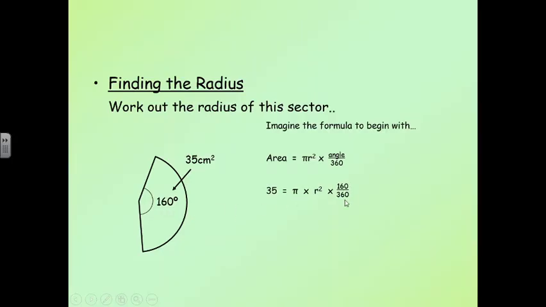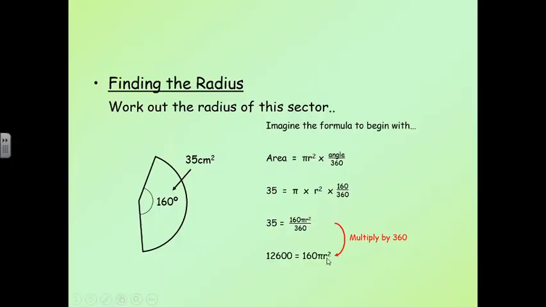I'll do the same thing like I did in the last example. I'm going to multiply everything together. So I did pi times r squared times 160, which gave me 160 pi r squared, all over the 360. Next thing I'm going to do is I'm going to multiply both sides by 360. I want to get rid of the denominator of the fraction. So 35 times 360 is 12,600.